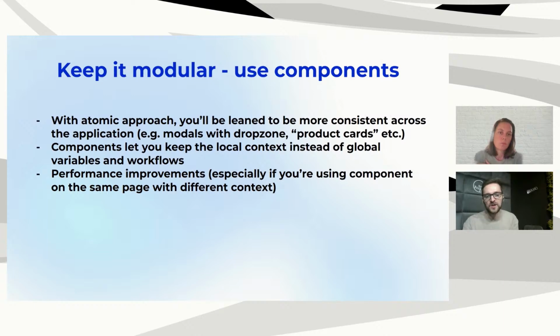So this is the second main reason why we always try to have a component based system. It allows you to keep the context within the component, unless you need to expose it, by having a local context, local variables, local actions, and local workflows.